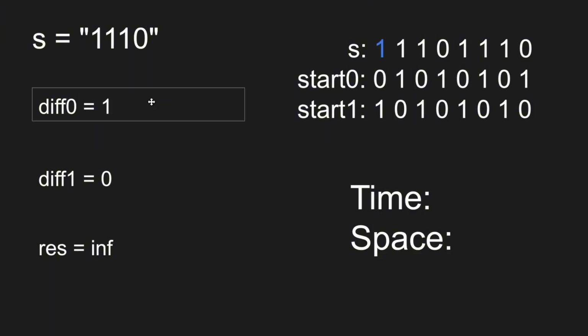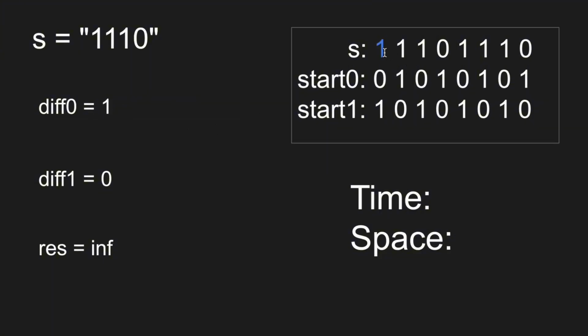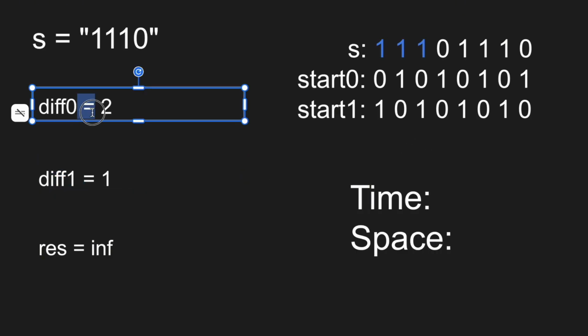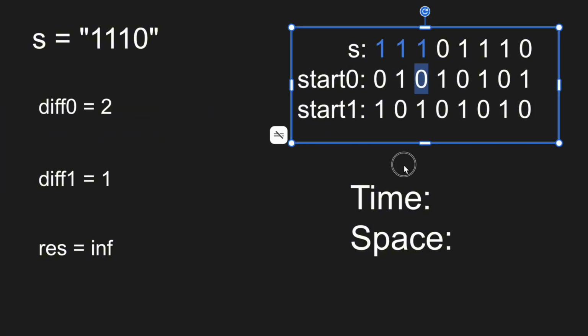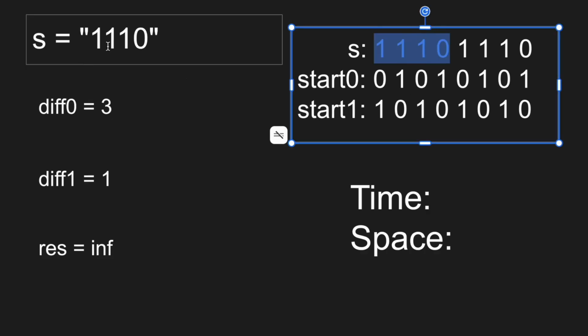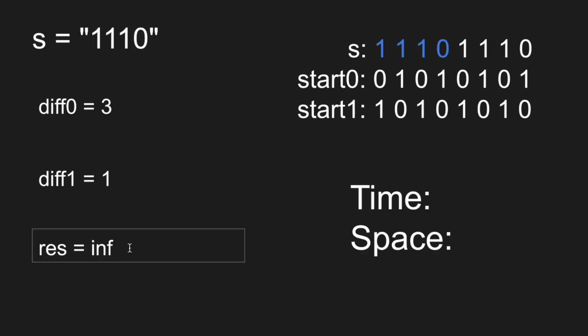So let's go over this example real quick. First we need to calculate the difference with the first string, then shift the right pointer again. It's different from start 1, so update difference 1. Update difference 0 because this is different to this, and update this again because this is different to this. And now, since we have a length that is the size of the string, we can update the result, which would be 1 as the smallest.